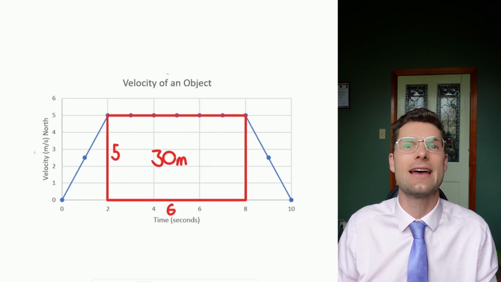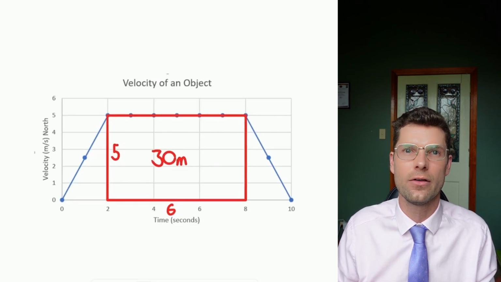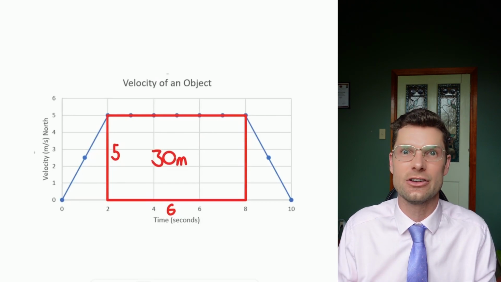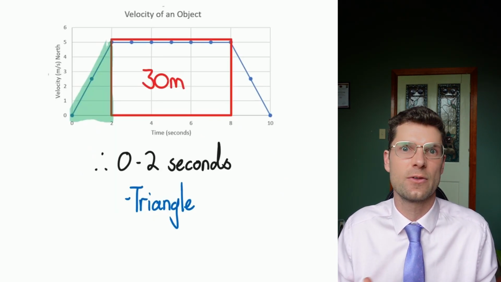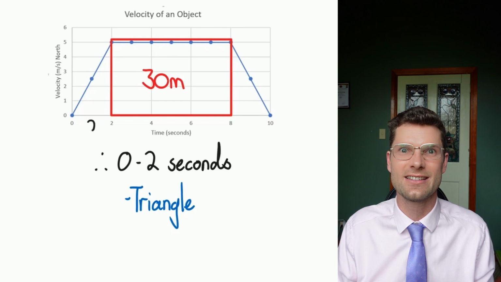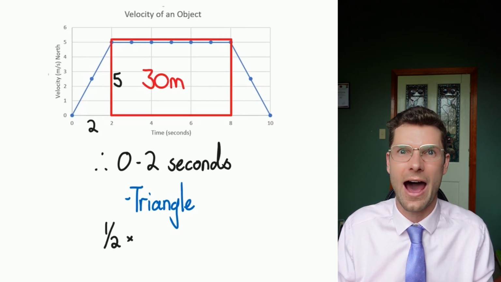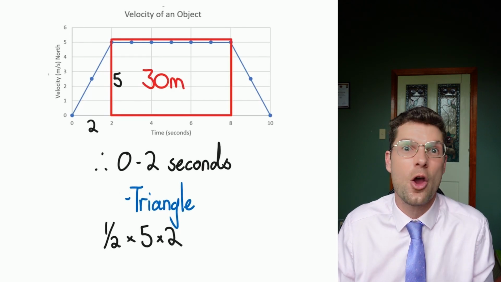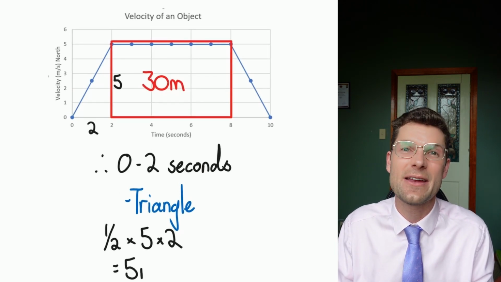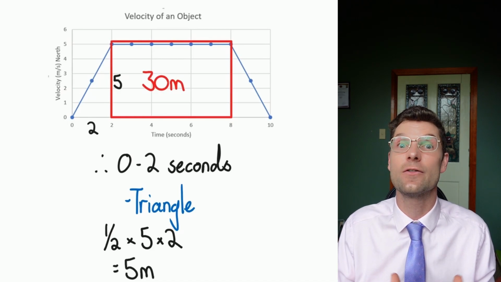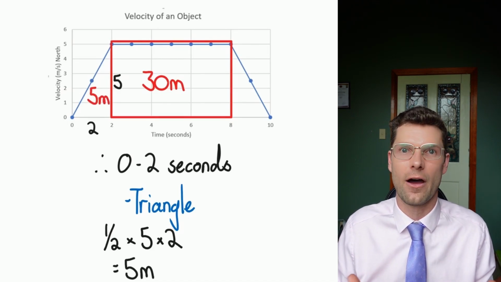Displacement is defined as the area underneath the curve, just using our year 8 geometry. So from 0 to 2 seconds, we've got a triangle. The base is 2 seconds and the height is 5 meters. So to find the area of a triangle, we just have to go a half times base times height, which is equal to 5 meters. So that means the displacement that I had in those first 2 seconds is equal to 5 meters.